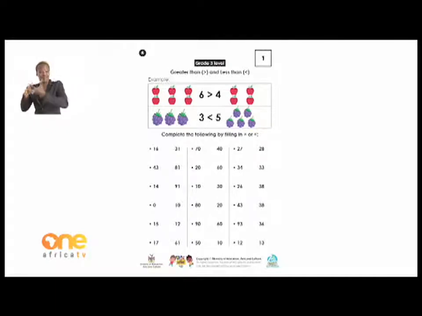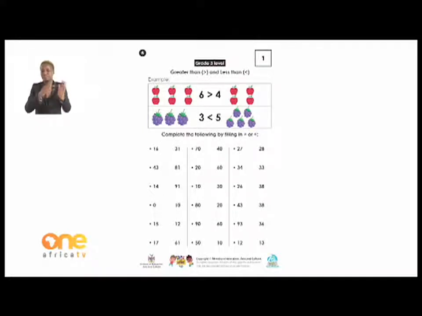Let's quickly look at the next example. We have 3 grapes on the left side and 5 grapes on the right side. Which one do you think is greater? Yes, of course, 5 is greater than the 3. So which means 3 grapes are less than the 5 grapes. All right. Also, the same rule applies whenever we have to look at the numbers here as well.